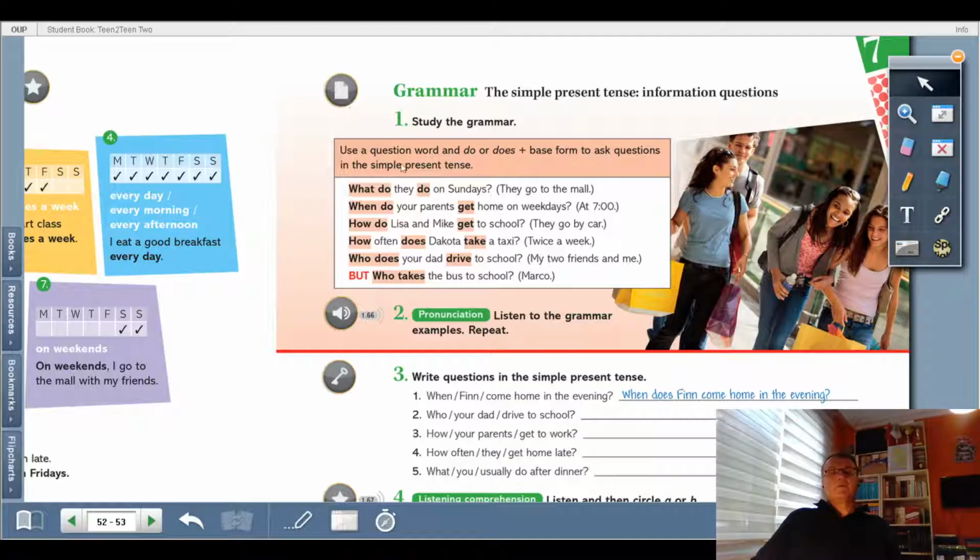Now, what do we have? Yes, we have a PowerPoint presentation. Now we came here to study this grammar, the simple present tense. When you talk about something you do every day, you can use simple present tense, and we are going to study these. Use a question word, do or does, plus the base form to ask questions in the simple present tense. So how do we make questions? This section is about this.